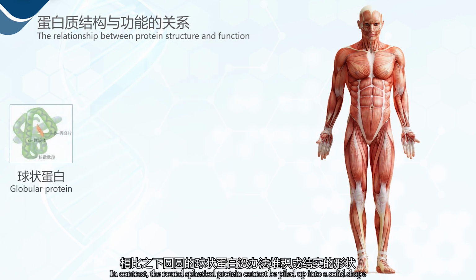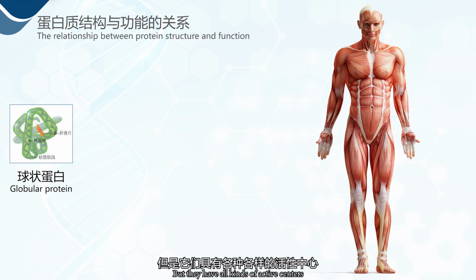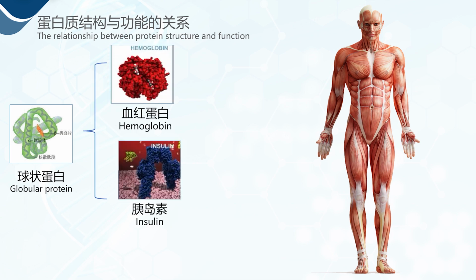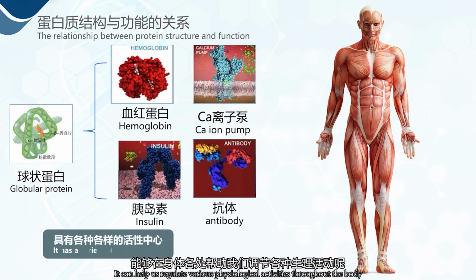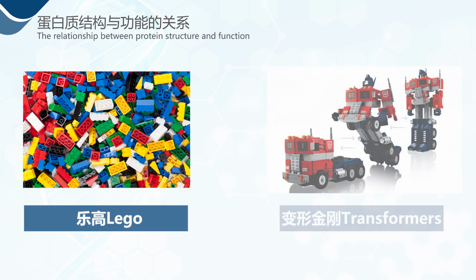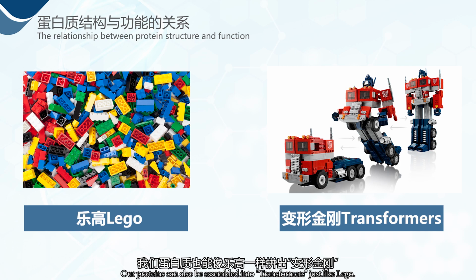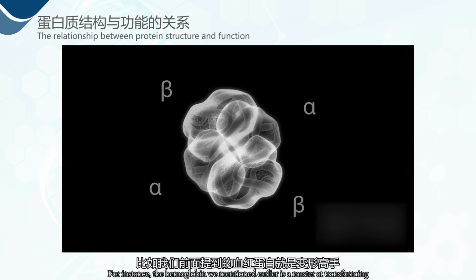In contrast, the round spherical protein cannot be piled up into a solid shape. But they have all kinds of active centers. It can help us regulate various physiological activities throughout the body. In addition, our proteins can also be assembled into transformers just like Lego. For instance, the hemoglobin we mentioned earlier is a master at transforming.